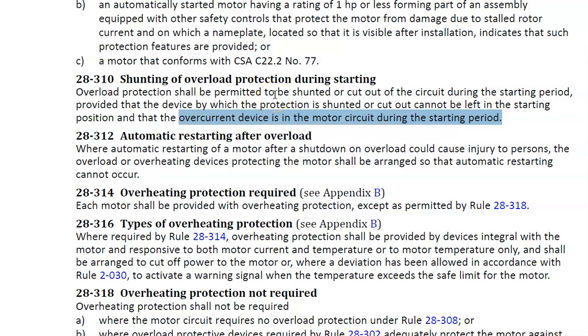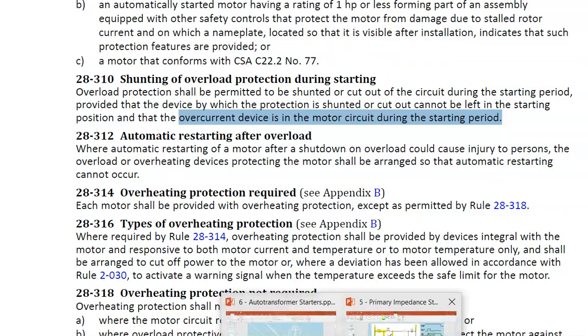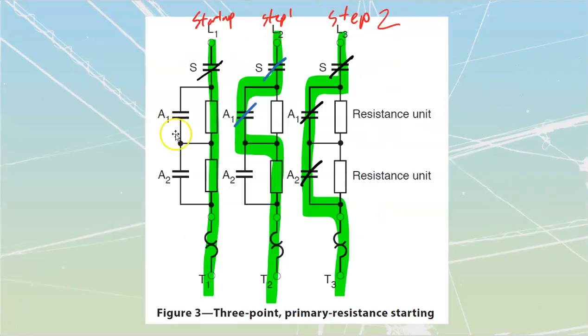So our fuses or our breakers do have to stay in there, but if we've got overloads, we're allowed to go and shunt them out, provided that it's automatic that this thing is going to go into a run position, and we would have to put them back in. We'll see that on some of ours later on. We didn't see that inside of any of our drawings that we were dealing with over here. We saw that we always kept all of our overloads themselves in the system, right?